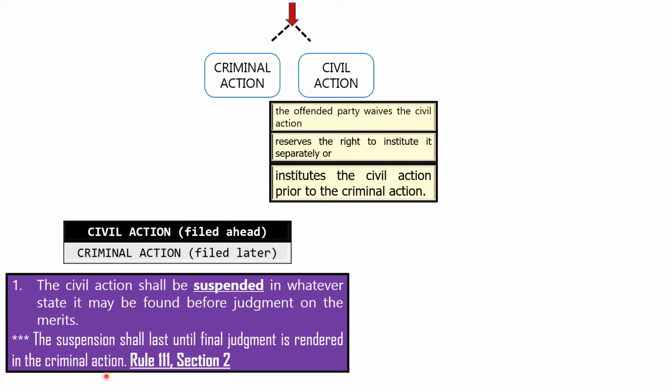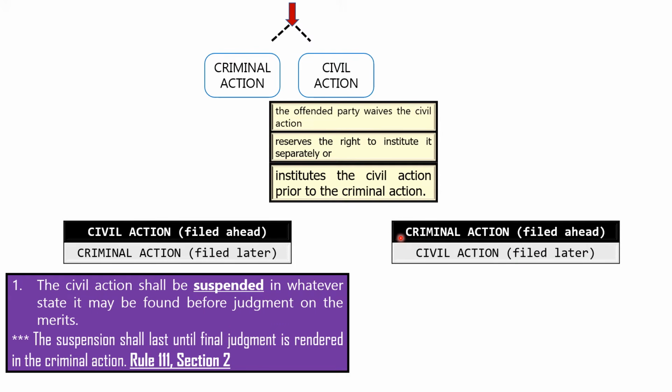Baliktarin natin ang scenario. What if nauna naman final ang criminal action? Nauna final ang criminal action and there is an intention on the part of the offended party to file later the civil action. So in that case, if this is the scenario, make sure that you, offended party, make a reservation. Make sure that you make a reservation to institute your civil action separately. Bakit? Because again, the presumption of the law is if you are going to file your criminal case, together with that criminal case is your civil case.